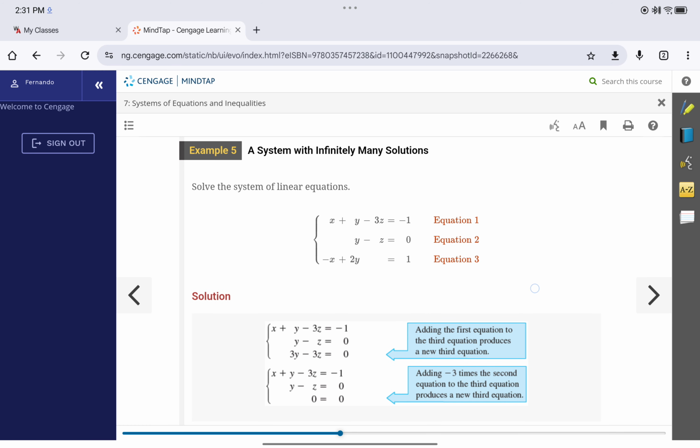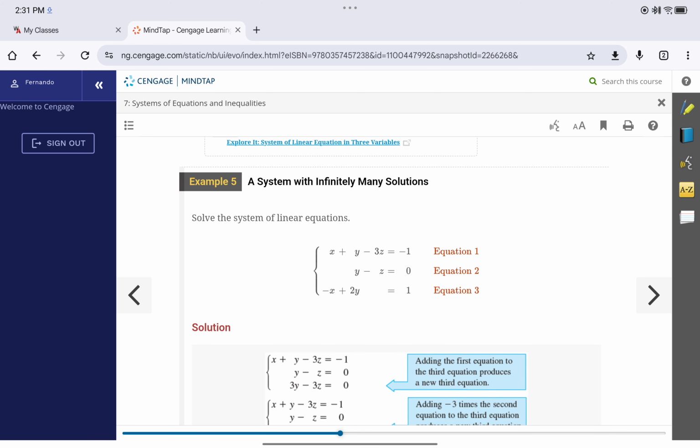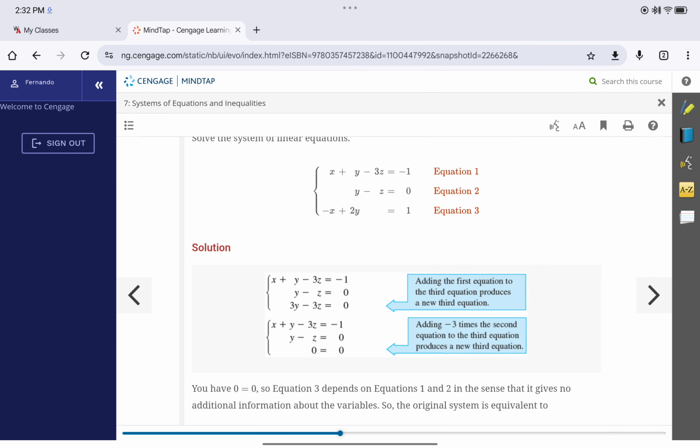Okay, so let's say, here's a good example. You have three equations and three unknowns. We're looking for x, y, and z. You start off with three equations, but then you start doing the work, and you get a pretty weird looking answer. And it's weird because of what happens towards the end.